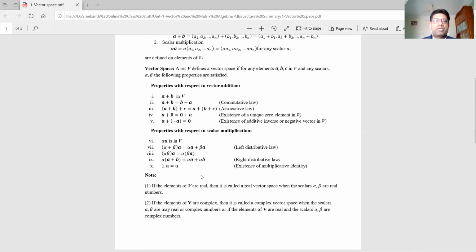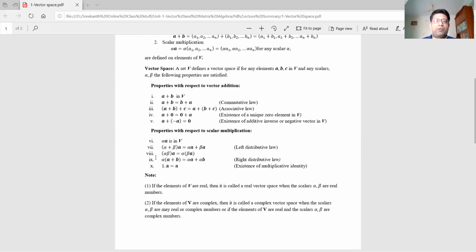Next, properties with respect to scalar multiplication. There are 5 properties once again. Alpha is any scalar and A is any vector. Then alpha A with respect to the defined operation must be in V. If you take any two scalars alpha and beta, add them and multiply with any vector, then it must equal alpha A plus beta A, which is the left distributive law. Next, alpha beta times A must equal alpha of beta A. Next, alpha times A plus B equals alpha A plus alpha B, which is known as the right distributive law. Next, 1 times A equals A. This is the existence of the multiplicative identity.